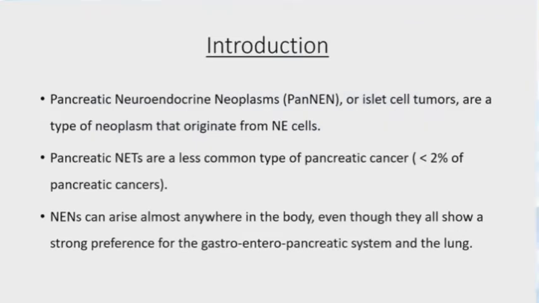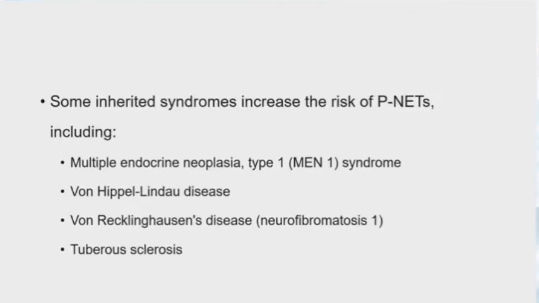Pancreatic neuroendocrine neoplasms, what we call PanNENs or islet cell tumors, are neoplasms that originate from neuroendocrine cells. Pancreatic neuroendocrine tumors are a less common type of pancreatic cancer, less than 2%. They can arise almost anywhere in the body, but they have a preference for the gastroenteropancreatic system and the lung. Some inherited syndromes increase the risk of pancreatic NETs, like MEN type 1, von Hippel-Lindau, von Recklinghausen, and tuberous sclerosis. Even some centers do screening with EUS for MEN type 1 to screen for PanNENs in the pancreas.